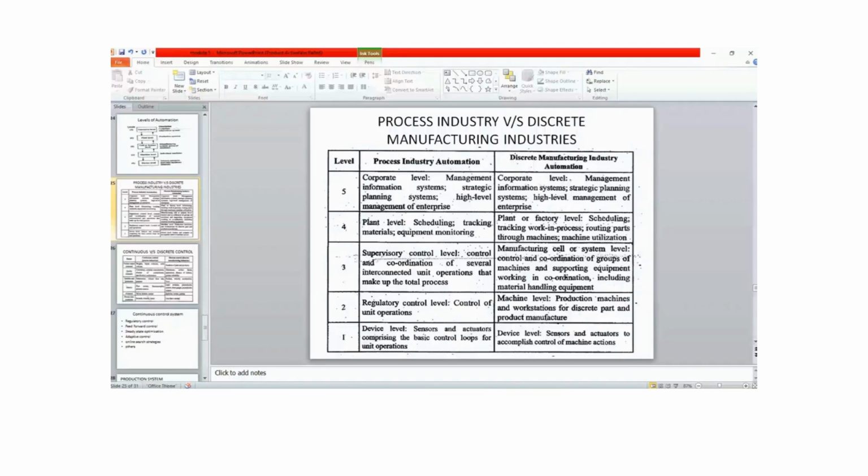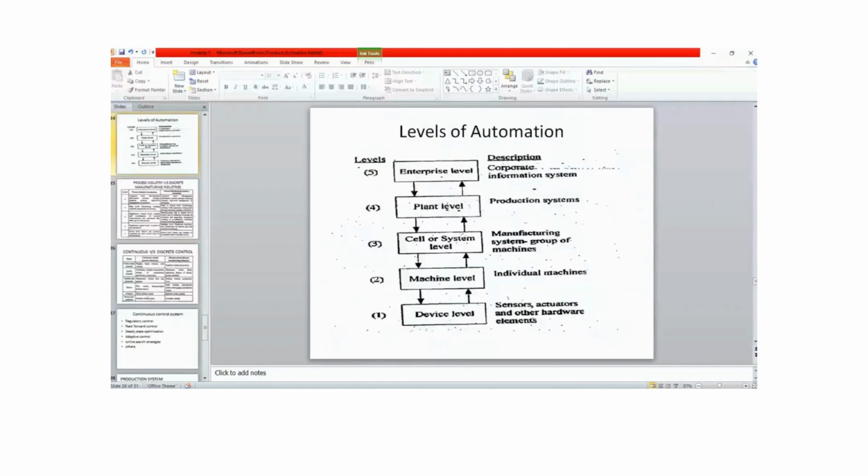Here also, in the case of a discrete manufacturing system, manufacturing automation, plant or factory level, the scheduling, tracking, and working process will be similar to that of the process industry itself. Then the third one is supervisory control. You can see the third level is the cell or the system level. Here also, up to the first point, second point, and third point, what is carried out in both the industries will be the same.